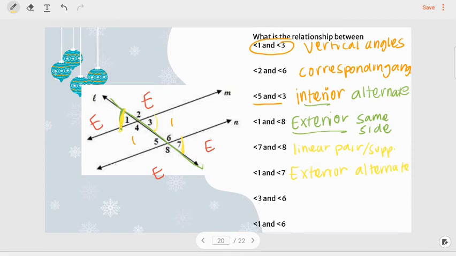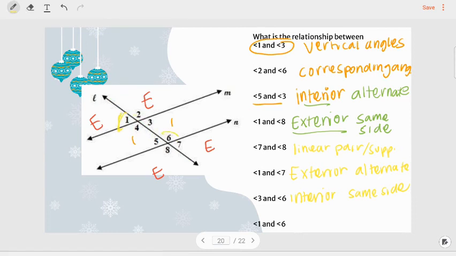3 and 6, marking that up, they are on the interior, but they are on the same side of that green line. Interior, same side.